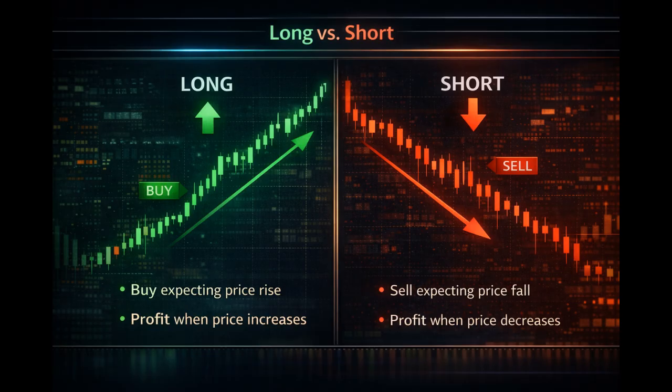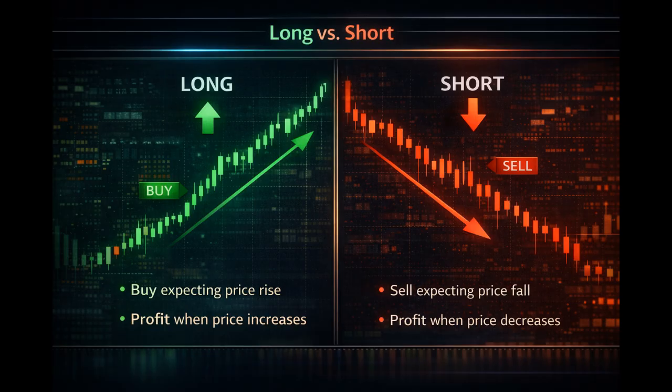Short position. A short position means selling an asset with the expectation that its price will decline. For example, a trader might sell Bitcoin at $70,000 expecting it to drop to $65,000 and then buy it back at the lower price.